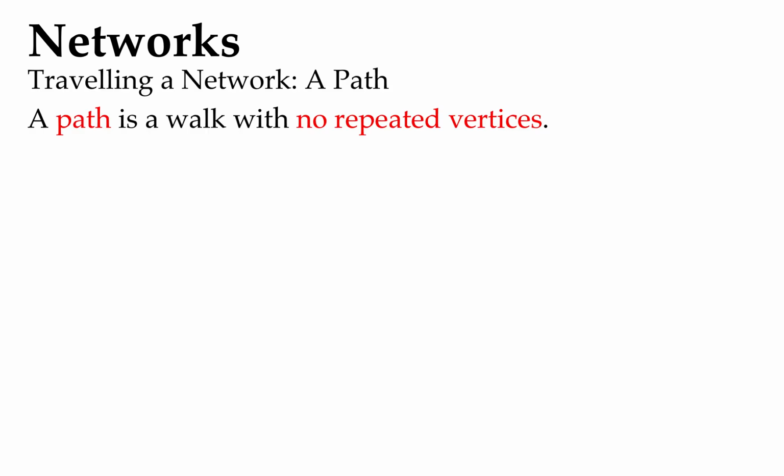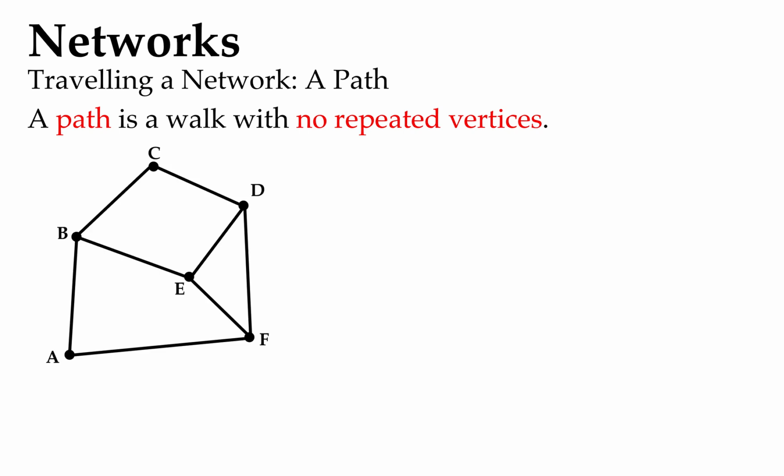A path is a walk with no repeated vertices. So that's the restriction we're placing on our walk. No repeated vertices. So having a look at a diagram here and an example, if we go from B to A to F to E to D and then to C, we have not repeated any of the vertices at all. And so that's the definition of a path, a walk with no repeated vertices.